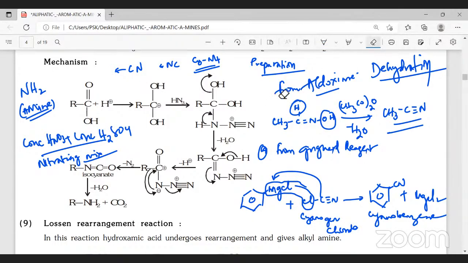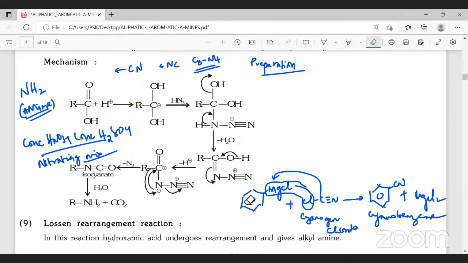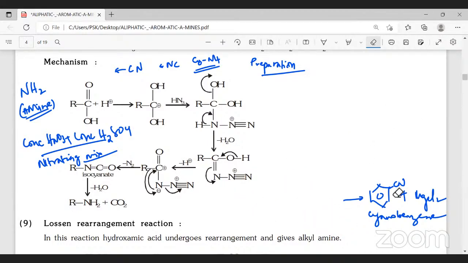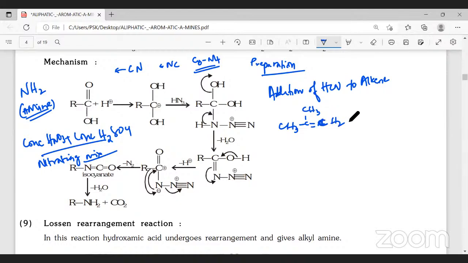The next method of preparation is by addition of hydrogen cyanide to alkenes. So we can also prepare cyanides from alkenes. Now, alkenes are unsaturated compounds. These alkenes will undergo addition reaction. So now, addition of HCN to alkenes. We will take a simple alkene, CH3, and CH2. This is an alkene.